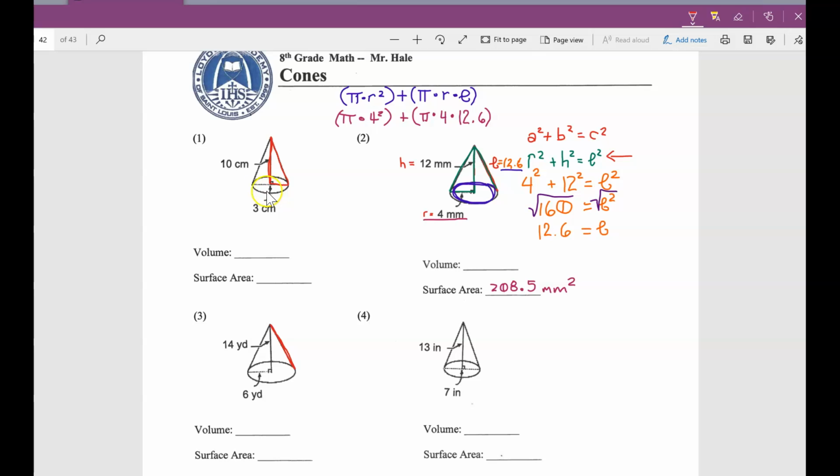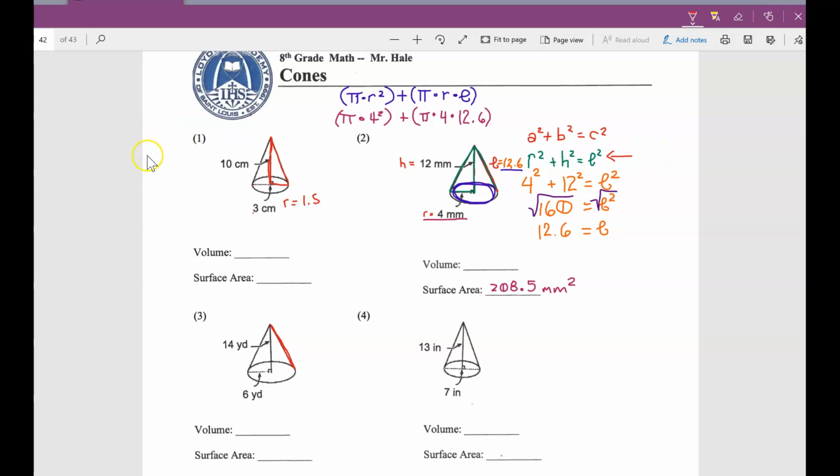We don't strictly know the radius on this problem. We know the diameter. I've given you on the drawing the distance from one edge to the other edge, and that's 3 centimeters. But what's the radius from the edge just to the center? The radius is always half of the diameter. So our radius is going to be half of 3, which is 1.5.